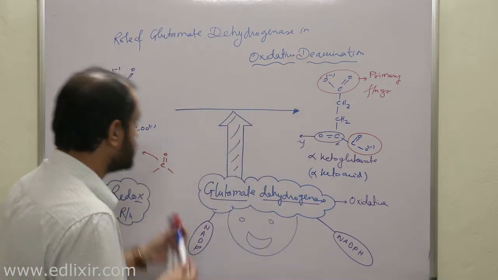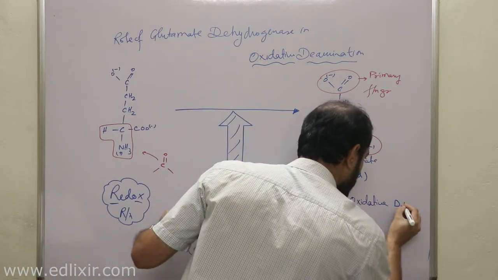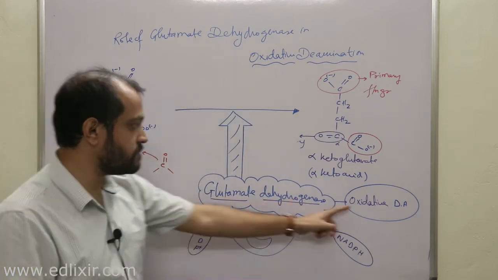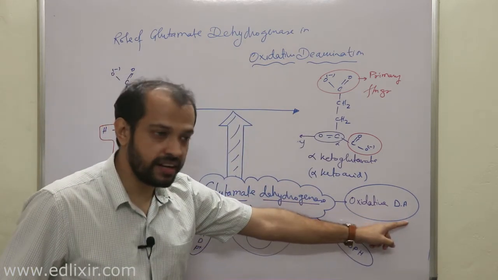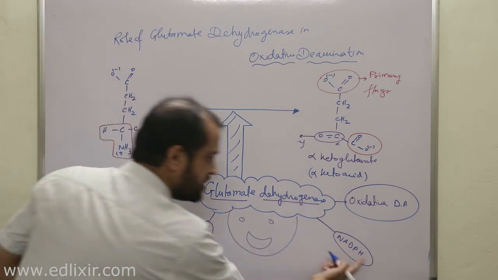That means, when glutamate dehydrogenase is performing oxidative deamination, then which coenzyme will work, NADP plus or NADPH?